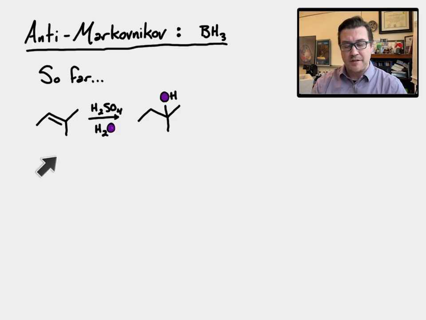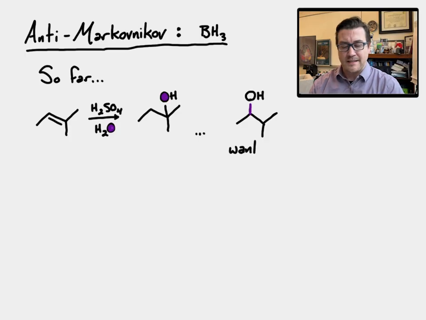So far we've been talking about Markovnikov additions, so the addition that will occur at the site of the more stable carbocation. So if you add acid to an alkene in the presence of water, that water will add to the more stable carbocation. But what if we want instead this secondary alcohol instead of the tertiary alcohol, where this would be the less stable carbocation location? So this is the anti-Markovnikov location.